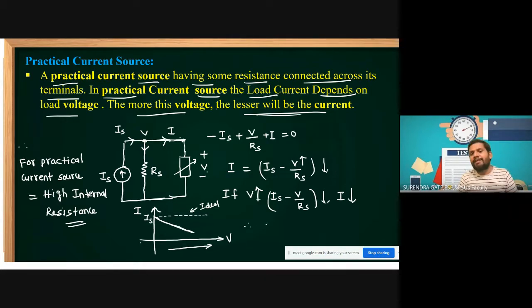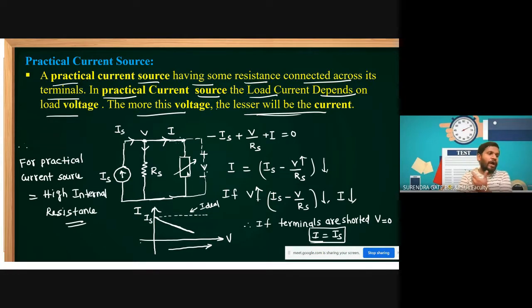The question is asked like this. If these two terminals are shorted, what is V, students? V becomes 0 in a practical current source. If it is shorted like this, we are not connecting any load. This is a short. If V equal to 0, you substitute here, friends. Then what is I you can get? I equal to IS. This is one more observation. In the case of a practical current source, we get I equal to IS.